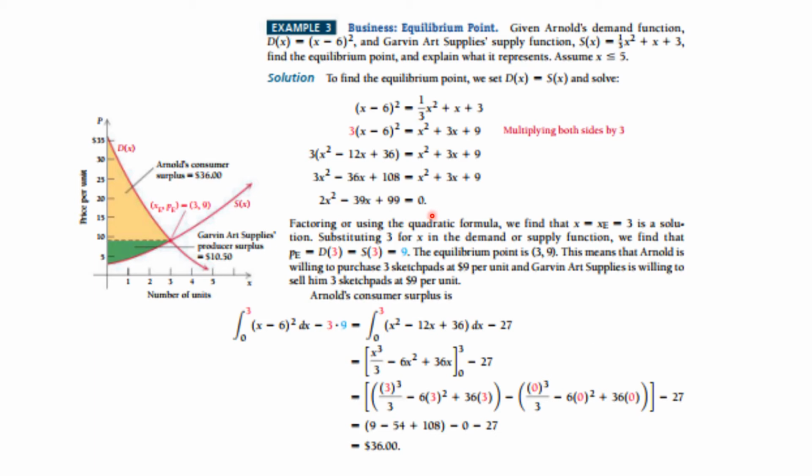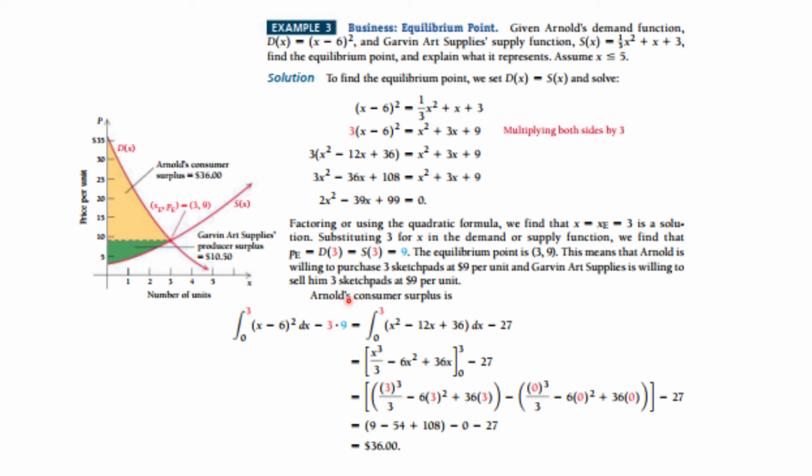Now we can either factor this or use the quadratic formula, but what we find is that where these two intersect is at x sub e equal to 3. If we substitute 3 for x in the demand or the supply function, we find that p of e is 9. So this point is (3, 9). That is the market equilibrium point. That's the quantity, that's the price.